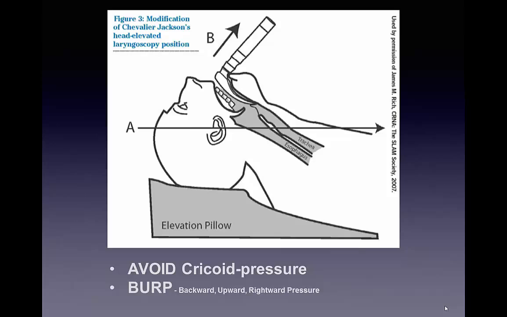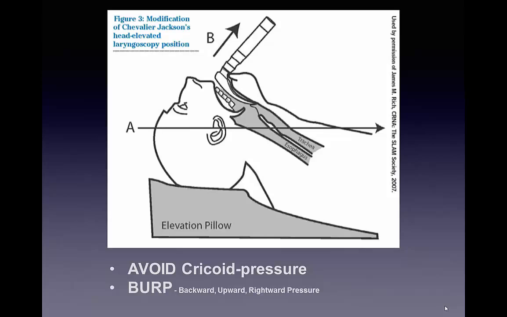There also needs to be at this point some manipulation with your right hand of the thyroid cartilage. This is the so-called BURP maneuver: backward, upward, rightward pressure. There is no precise movement that you need to do. In fact, you just need to manipulate that thyroid cartilage and airway so you get the best view.